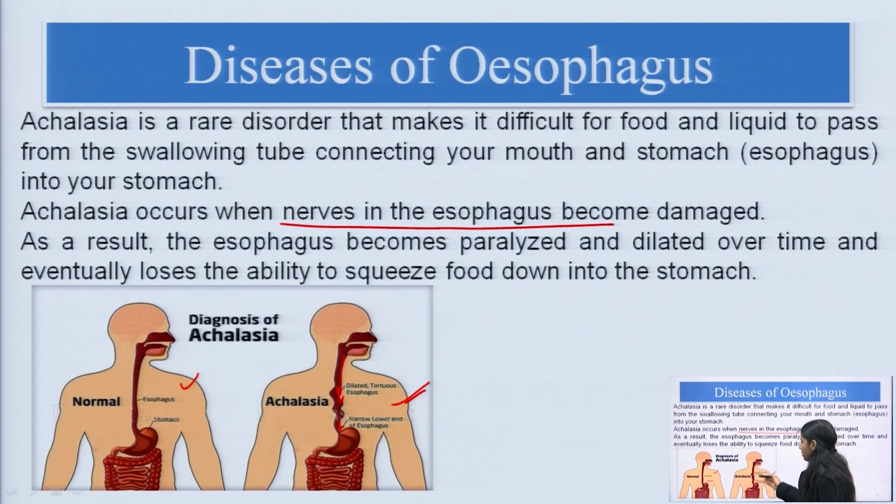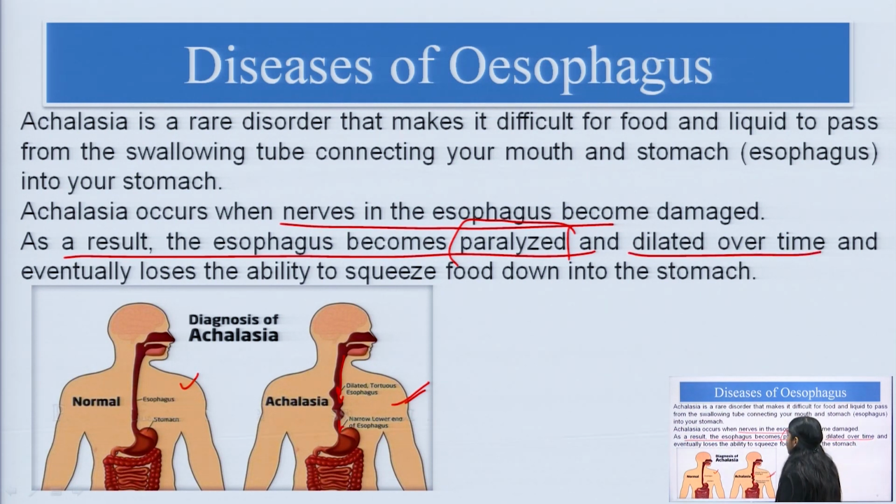This is one of the problems we will find in some of the patients. As a result, the esophagus becomes paralyzed. In this section we can see it is paralyzed and dilated over time, and eventually it loses the ability to squeeze food, to cause contraction, to cause proper relaxation, to provide the force to move the food content forward into the stomach area. That will be lost here. I hope this is clear to all of you about achalasia, this rare disorder.